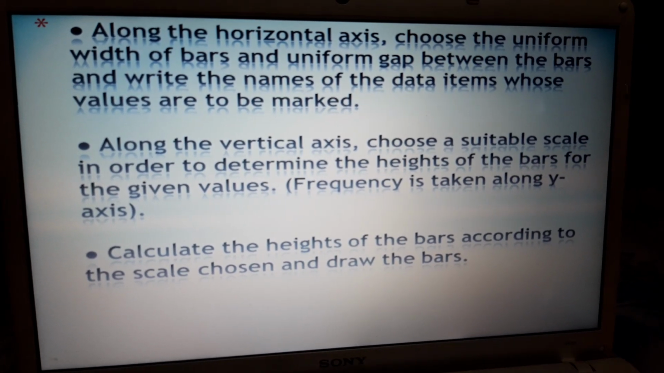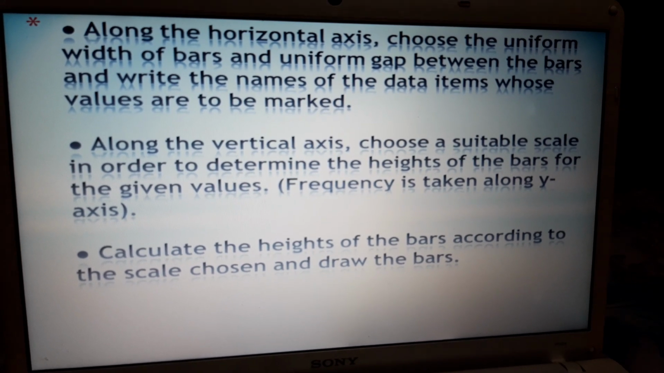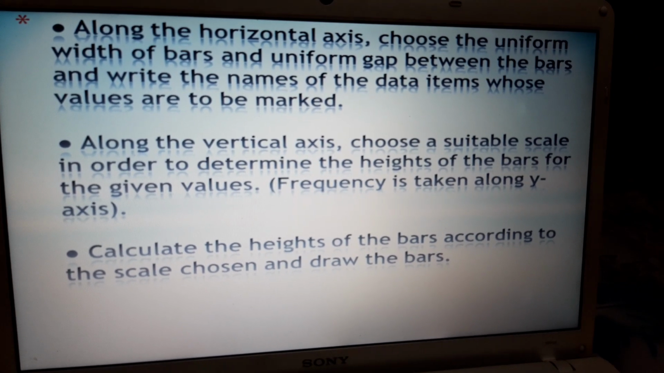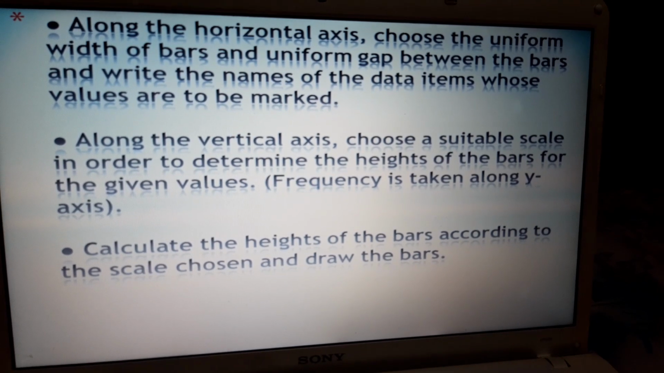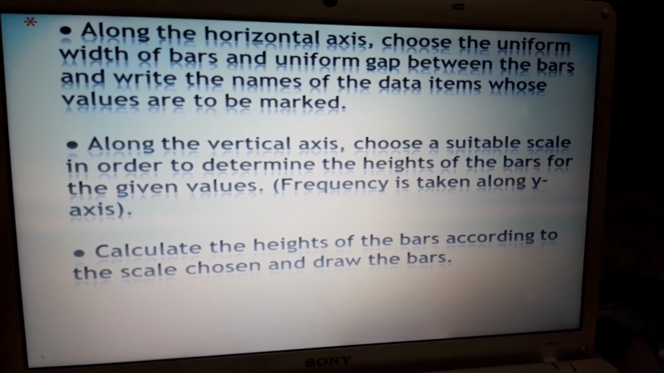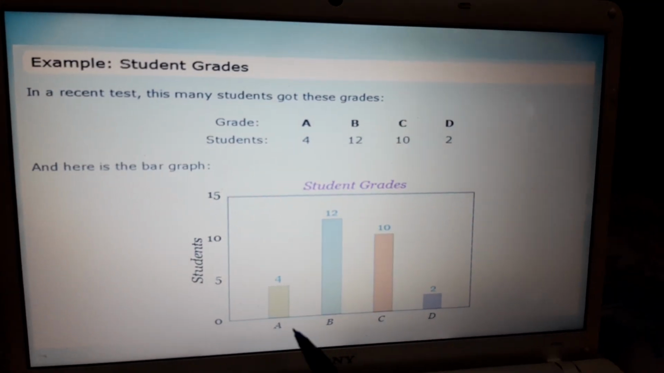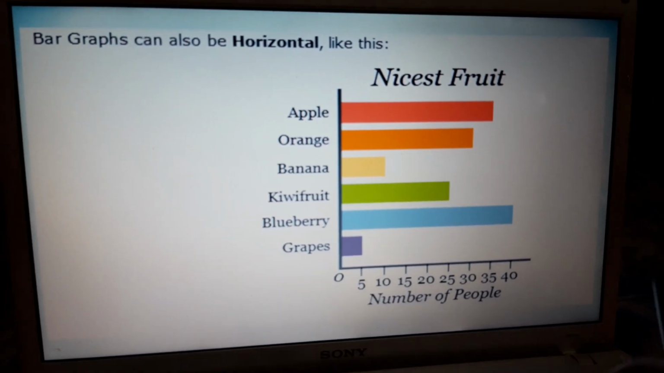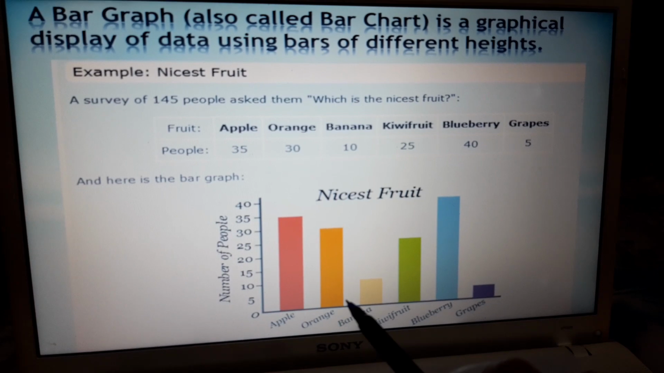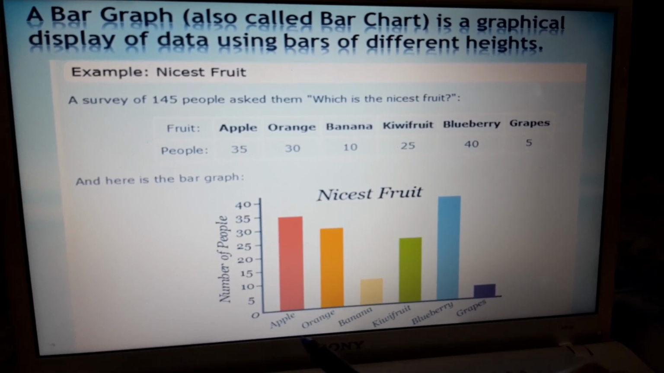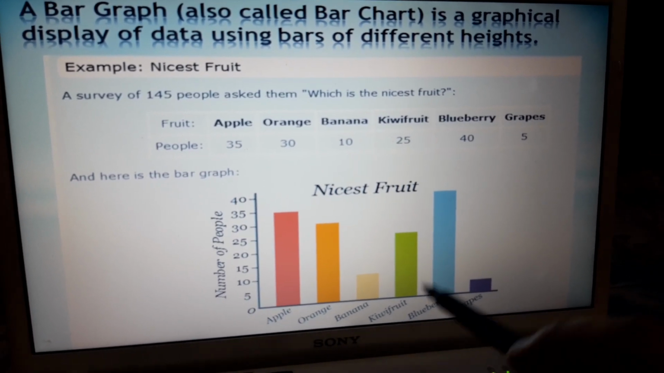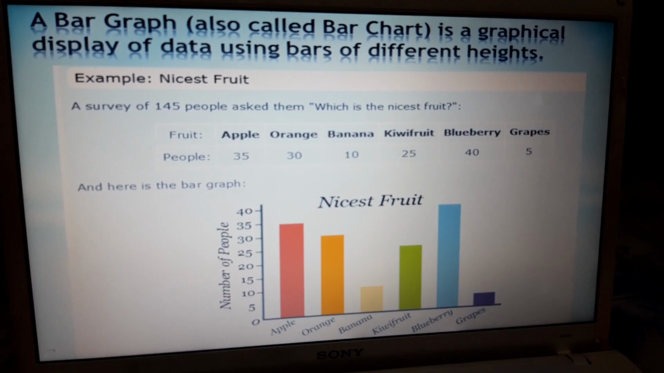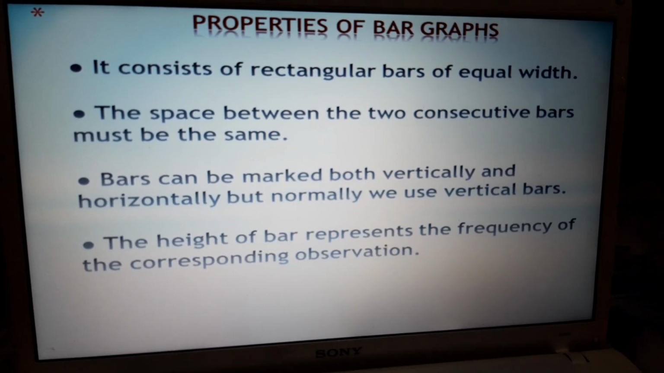Along the horizontal axis, choose the uniform width of bars and uniform gap between the bars and write the names of the data items whose values are to be marked. So here we have taken the equal gaps. Here also we have taken the equal gaps. In this graph also the equal gaps. The widths are also equal. The markings are done here.